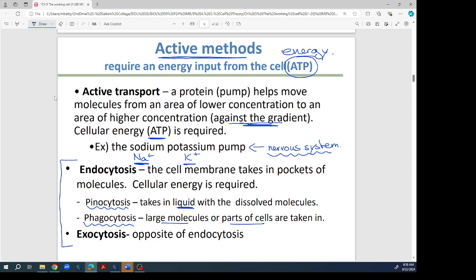Pinocytosis, I don't have a great example. It would just be taking in dissolved substances that it would require, so maybe some ions or something. But phagocytosis, this is key in your immune system. You have little cells in your immune system that work like Pac-Man. And so they literally engulf or eat things that are invading your body. Exocytosis is the opposite of endocytosis, and it doesn't have the fancy words about liquids and solids.